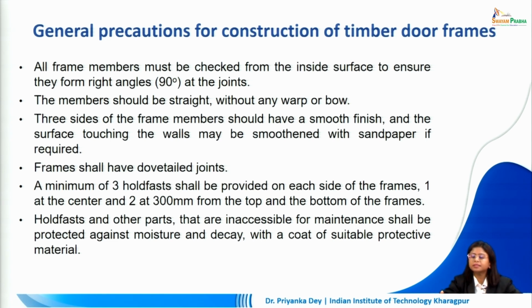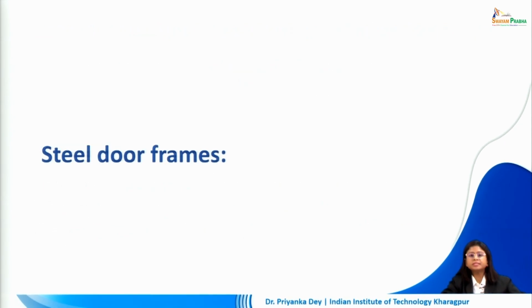Holdfasts and other parts that are inaccessible for maintenance will have to be protected against moisture and decay. So, suitable protective material has to be layered or coated onto the surface before usage. Now, let us get started with steel door frames.